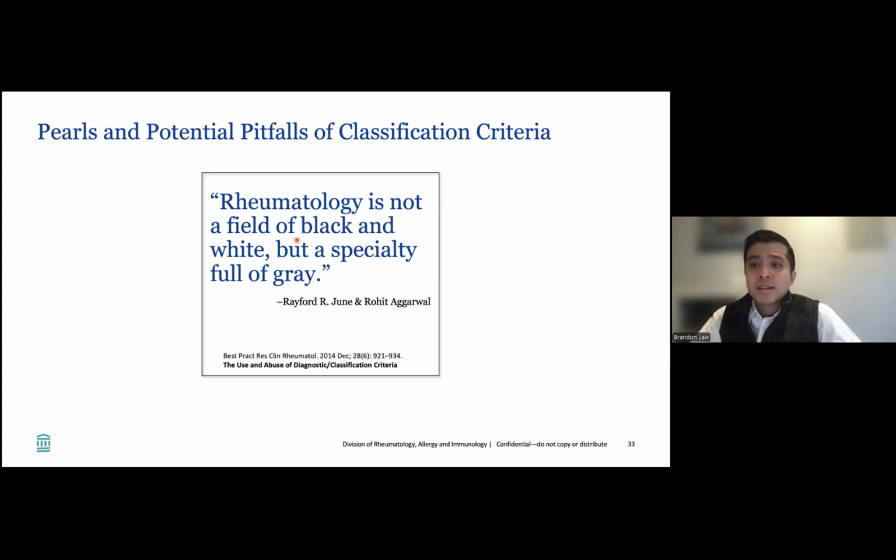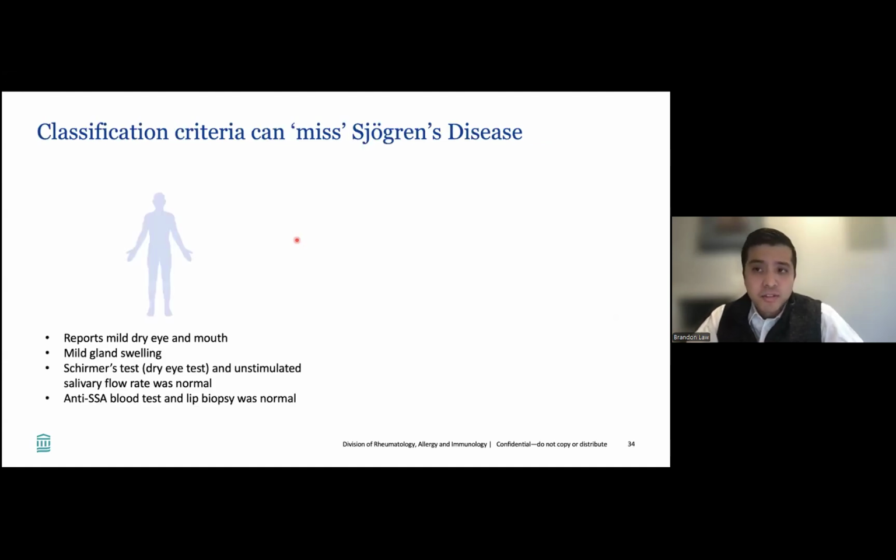And so patients can, for instance, not meet classification criteria, but eventually meet classification criteria in the future, and things like that. And so I want to illustrate this with a very specific example from a patient that I've seen, who's younger, who reported mild dry eye and dry mouth and was referred for Sjögren's evaluation. She had mild gland swelling. And so when we evaluated her, we did the Schirmer's dry eye test with the piece of paper, as well as the spit test, the salivary flow test. And those were normal.